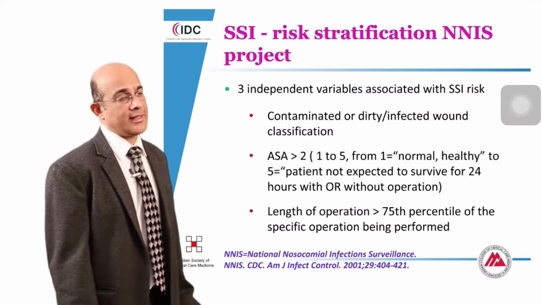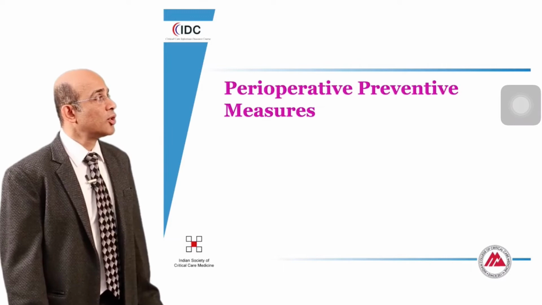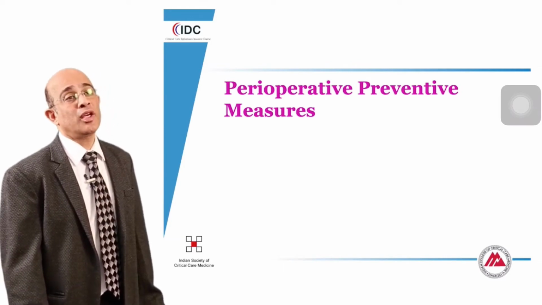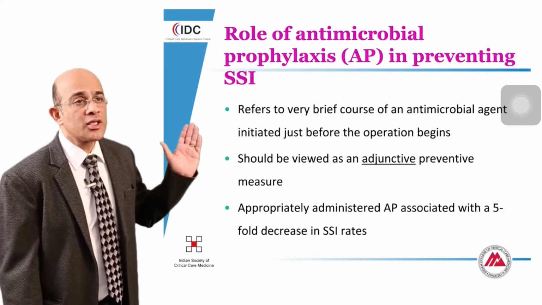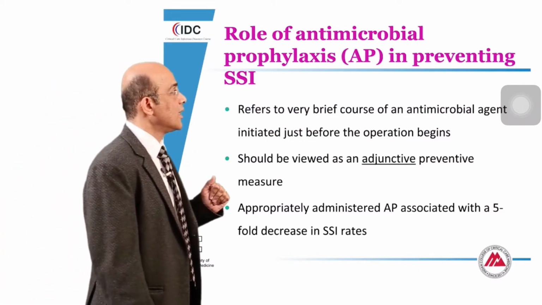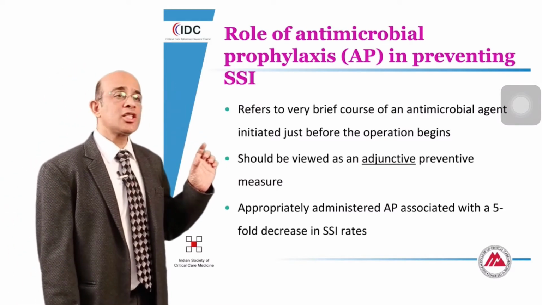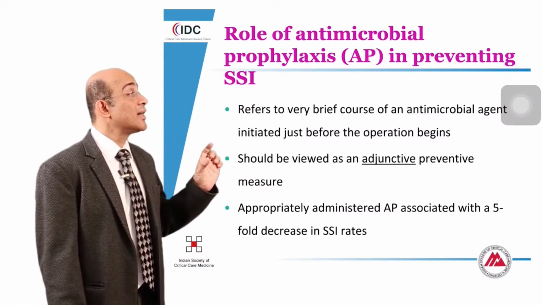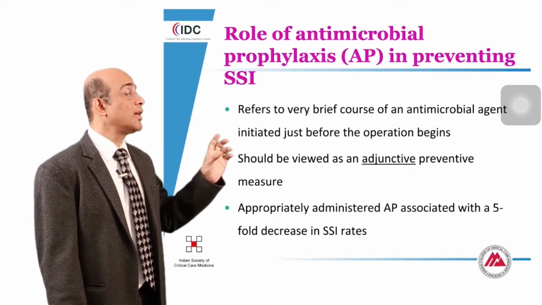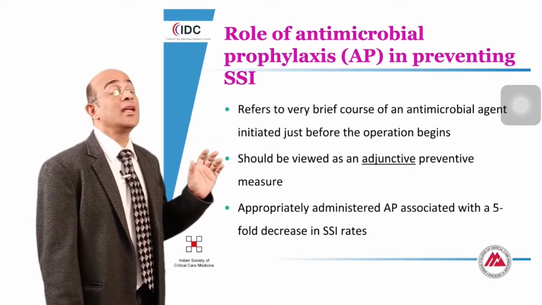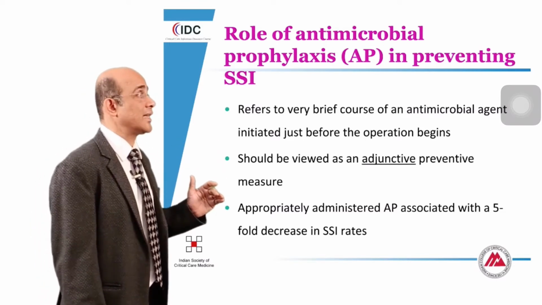So what measures can one adopt to prevent perioperative infections and surgical site infections? The most important is surgical antimicrobial prophylaxis. This refers to a brief course of an antimicrobial agent initiated just before the operation begins, and it is actually an adjunctive preventive measure, and it should be appropriate. If appropriately administered, it results in almost a 5-fold decrease in the incidence of SSI.